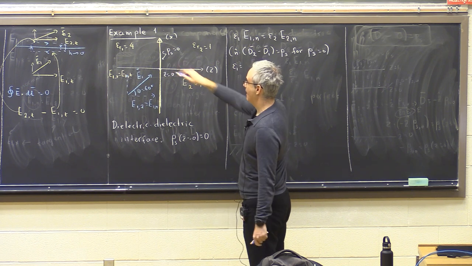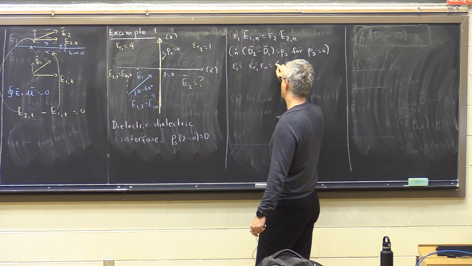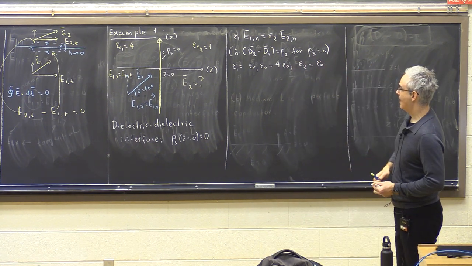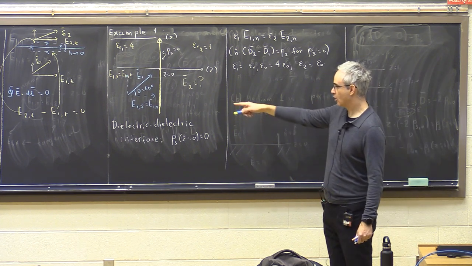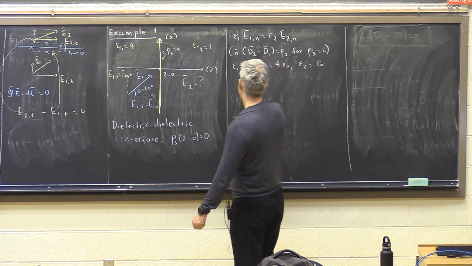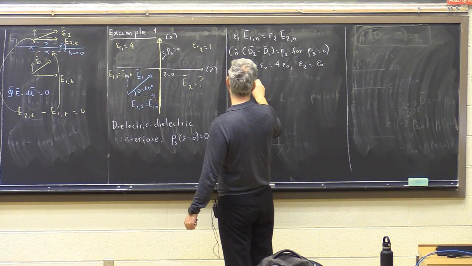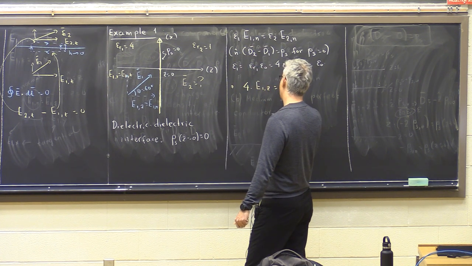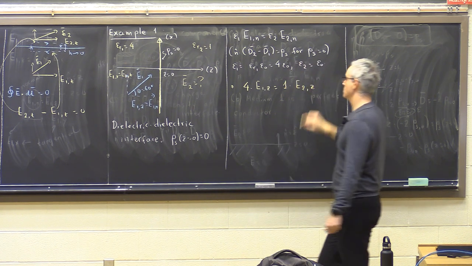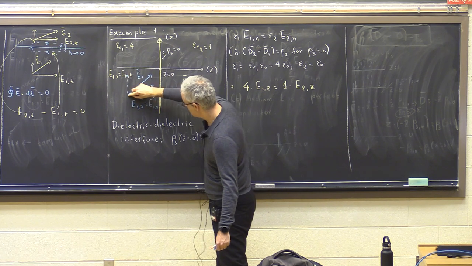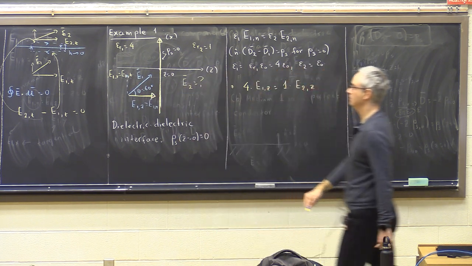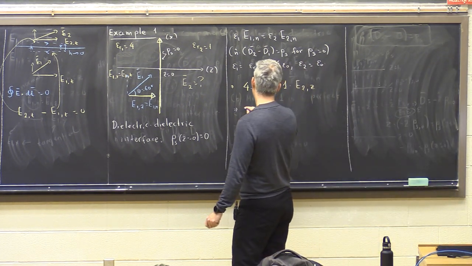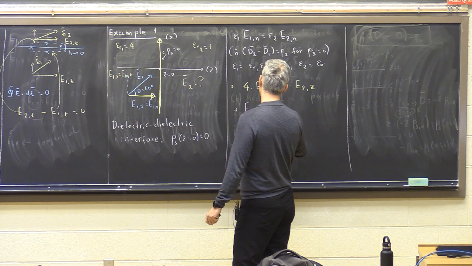Epsilon 1 is epsilon r1 epsilon naught, so 4 epsilon naught. Epsilon 2 is epsilon naught. The normal components are the z components, and therefore I have finally that 4 times E1 comma z is 1 times E2 comma z. So you see the normal component is the z component poking the interface. So that means that the E2z is 4 times E1z.